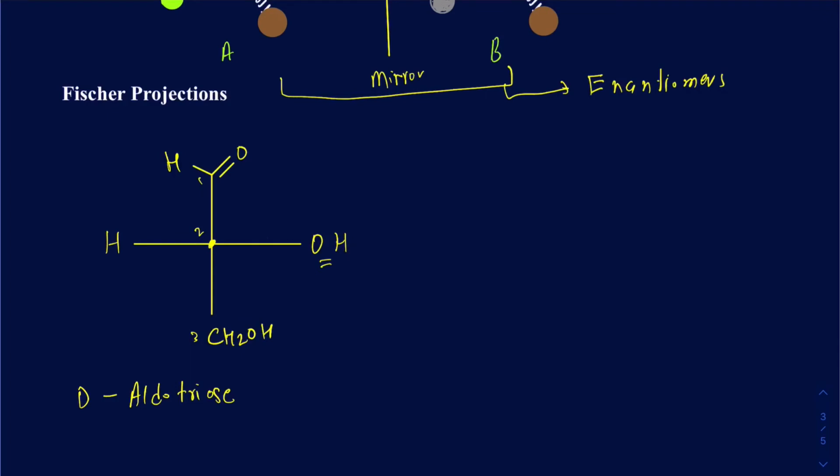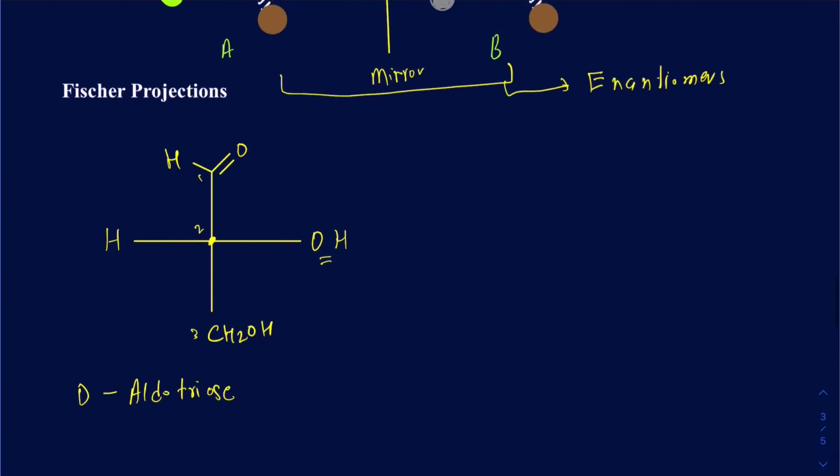Now, what do those lines really represent? I'm going to write those down here. The horizontal lines are actually coming out of the page. And your vertical lines are going to be going back into the page. So that's an important thing to understand, what those horizontal and vertical lines represent in the Fischer projections.